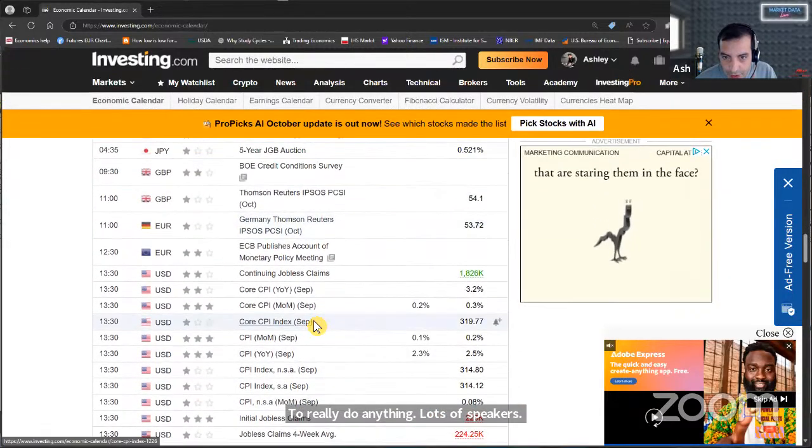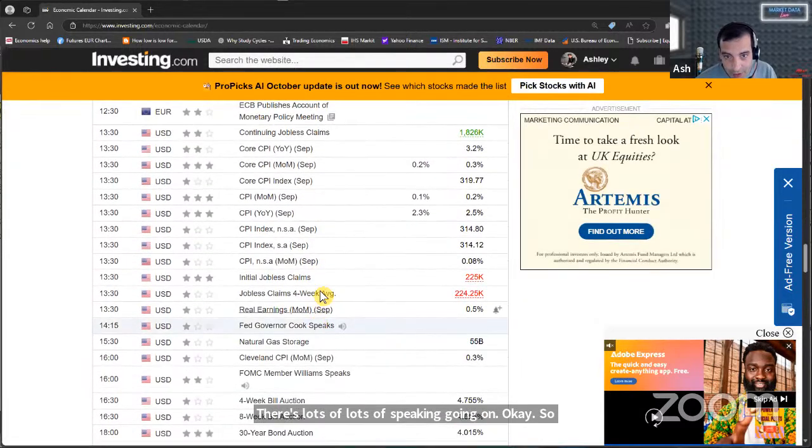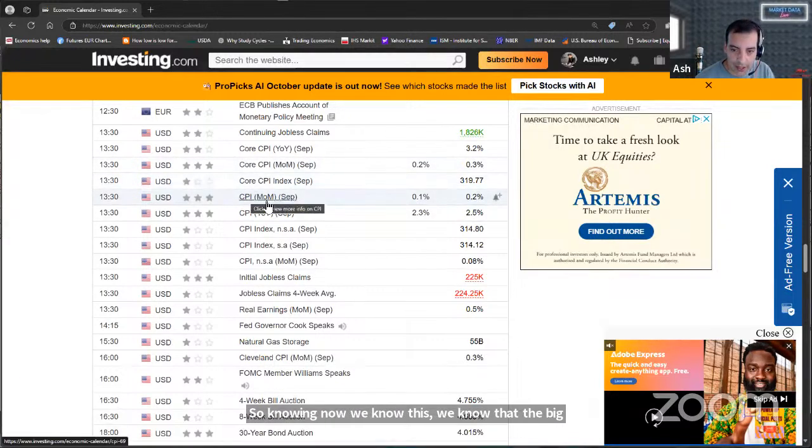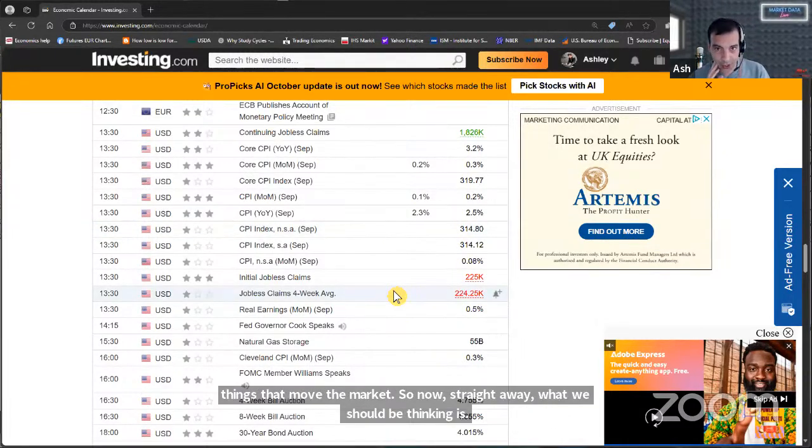Okay, so this is where it gets interesting all of a sudden. We're looking at Thursday. We know that the big numbers are going to be on Thursday. The CPI data and initial jobless claims are market movers. These are the things that move the market. So straight away, what we should be thinking is that we're going to get a bumper day on Thursday.